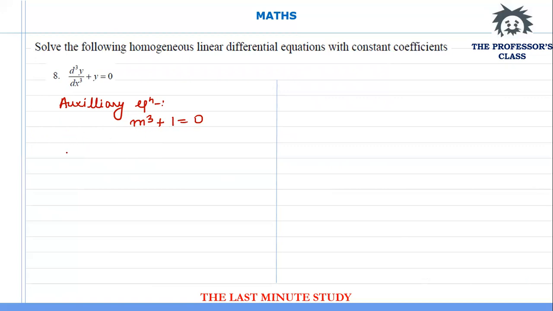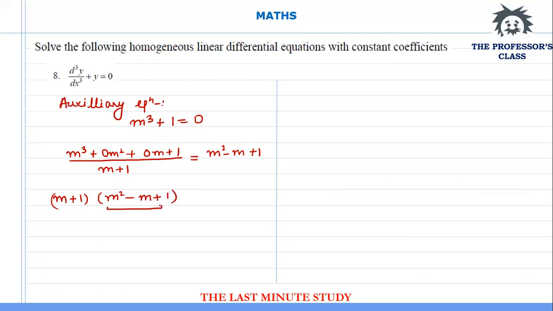So I can say that m cubed plus 0m square plus 0m plus 1. Since I don't have the coefficients of m square and m, I have written 0. It is divisible by m plus 1. And when I divide it, I'll get m square minus m plus 1. You guys can divide it as the method discussed earlier, and you'll find out this answer. So I can write down this auxiliary equation to be equal to m plus 1 multiplied by m square minus m plus 1.